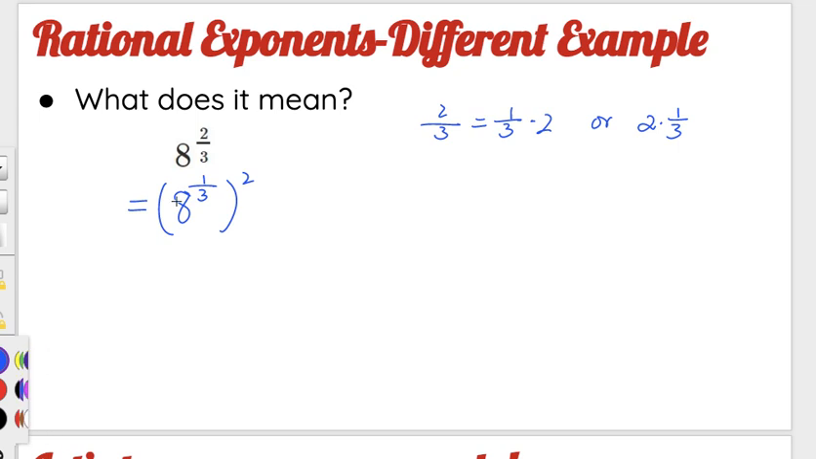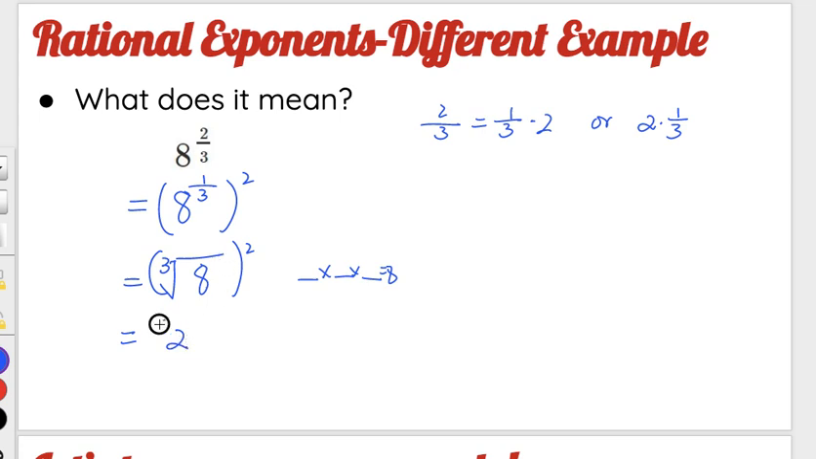So let's move on. Next, 8 to the 1/3 power, as we discussed before, is called the cubic root of 8, which we already know: what number multiplies 3 times to get 8? Yes, we are correct, it's 2. But do not forget we still have the square here, so 2 times 2 is 4.